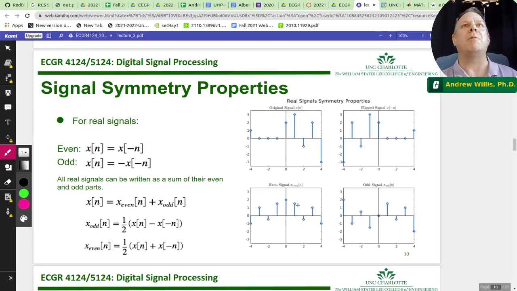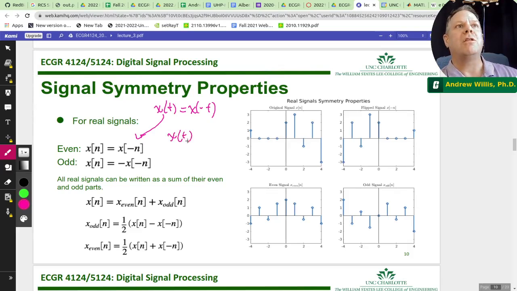Okay, symmetry properties. So there's even symmetry. Same thing that we did in signals. So even symmetry looked like this in signals, and it looks like this in discrete time. Odd symmetry looks like this in signals, x of t equals minus x of minus t, and it looks exactly the same in discrete time, but just our variable is discrete.